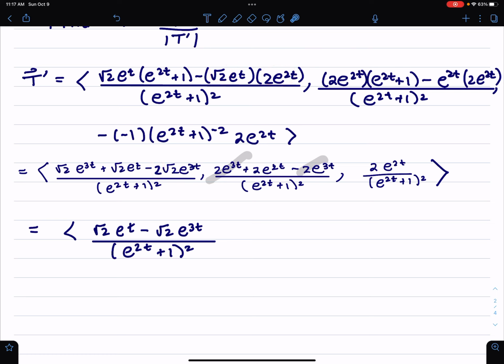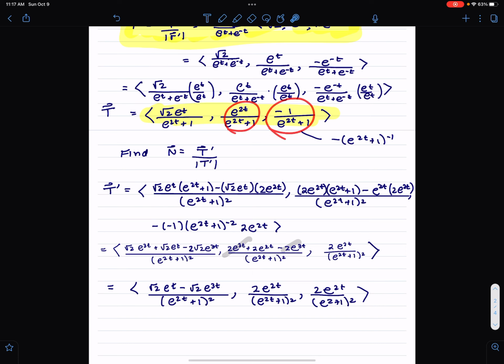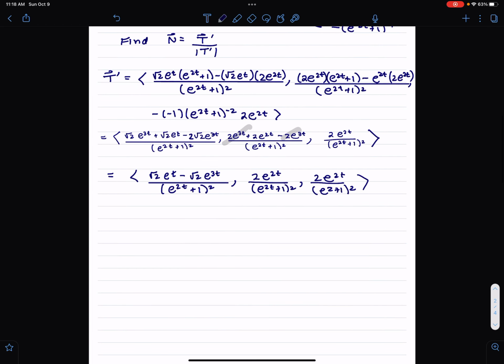2e to the 2t over e to the 2t plus 1 squared. The thing is that these two are the same, which indicates that these are equal to each other plus a constant, and it's true. If you take this one and add 1, you can work it out, then you'll get this. Because they both have the same derivative, they have to differ by a constant. So this term I'm circling minus the other actually equals 1. So, all right, that's true.